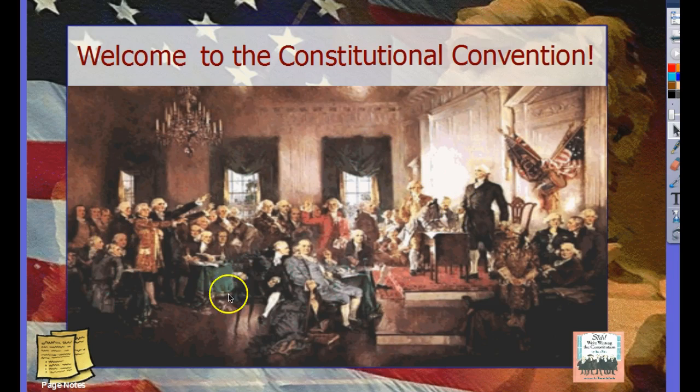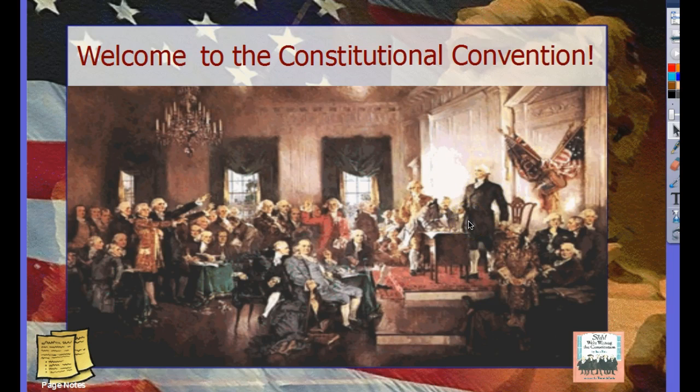If you'll notice, this is a painting of the Constitutional Convention. One thing that they actually did at the Constitutional Convention, which is not portrayed in this picture, is they boarded up the windows, they put guards at the doors, and they would not let anybody that was not a representative in or around the convention at this time. They wanted to keep it very silent, very secret, so they could write the Constitution and focus on what they had to do.